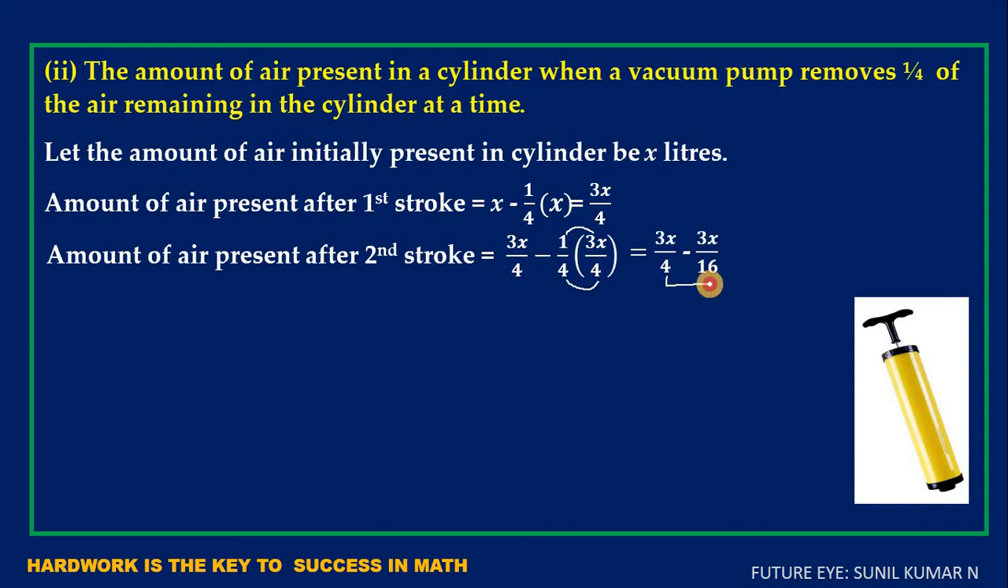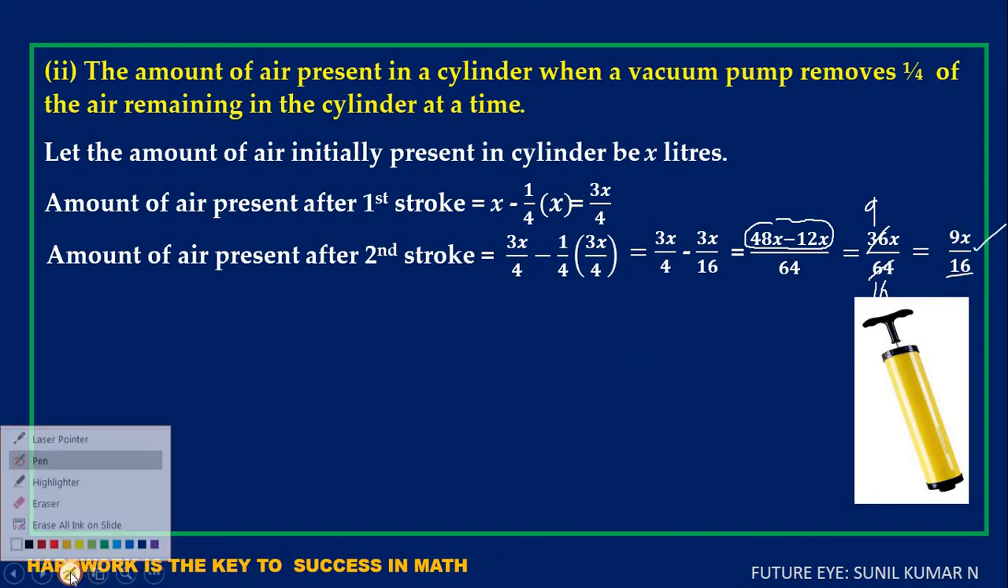Now multiply the denominators. 16 fours we get 64, and do the cross multiplication. 16 into 3x is 48x and 4 into 3x is 12x. Now subtract the numerators. 48x minus 12x gives 36x. Now this we can cancel by the 4 table, children. 4 9s are 36 and 4 1s are 4, and 4 6s are 24. So 9x/16 we get. Now this is the amount of air left out in the cylinder.